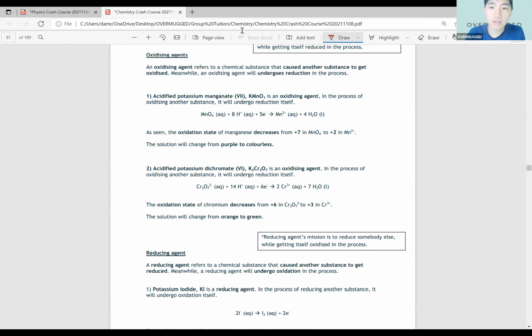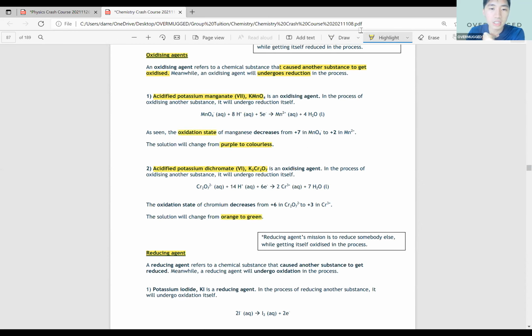Now, for oxidizing and reducing agents, this is the other portion that you will need to learn. This one, just think about it logically. If I'm an oxidizing agent, what am I going to do? My job as an oxidizing agent is to cause another substance to get oxidized. I'm going to go oxidize other people. So I will help other people oxidize. In the meantime, I would undergo reduction. There are exactly two oxidizing agents that you need to learn, as well as their color changes.